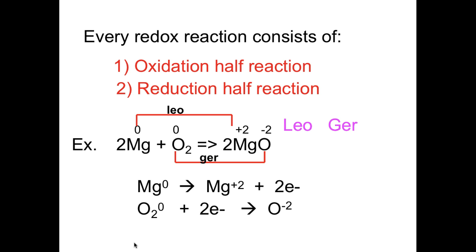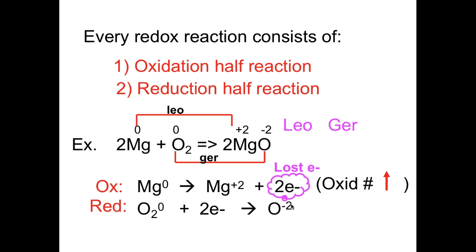Then what you would do is you'd write out those two reactions. Mg with a 0 oxidation state turns into Mg plus 2, and then to balance it, it would be plus 2 electrons. O2 plus 2 electrons will give you O minus 2. That's the oxidation part because it lost electrons. That's the reduction part because it gained those electrons. And we have a loss of electrons here, so the oxidation number increases, and we have a gaining of electrons here, so the oxidation number goes down.